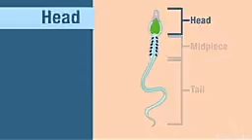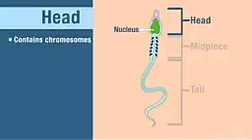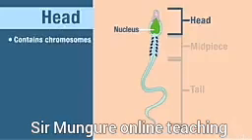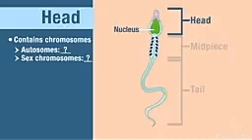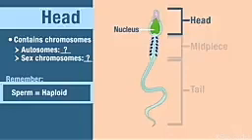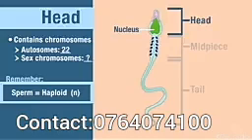The sperm is divided into three parts: the head, the midpiece, and the tail, and each has its own components. The head contains the chromosomes, the thread-like structures. It contains the autosomes and the sex chromosomes.